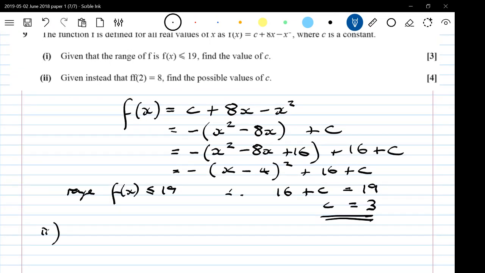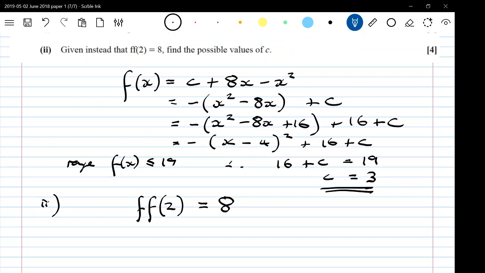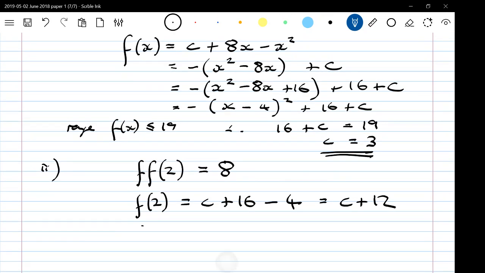Part 2. Given instead, so now c isn't 3, given instead that f of 2 is 8, find the possible values of c. Right, f of 2 is equal to 8. Well, f of 2 is c plus 16 minus 4. So that is c plus 12. So that means when we input c plus 12 into the function f, we get an answer of 8.